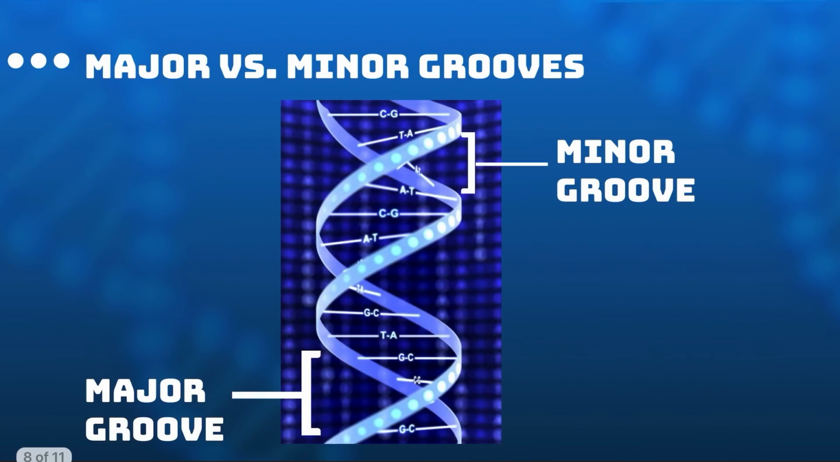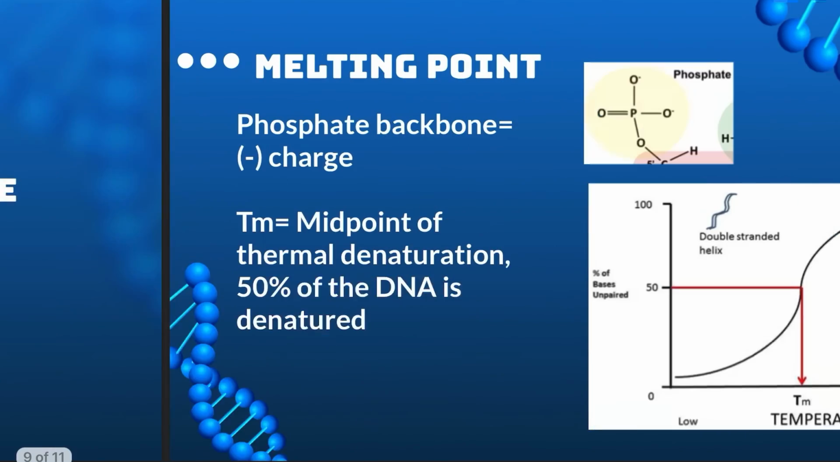Let's talk about the grooves which we'll see on the helix. We have minor and major grooves. The grooves within the helix alternate between small and large. The small grooves are known as minor grooves, while the larger grooves are known as the major grooves. The distance present in the major grooves allows for proteins to interact with the nitrogenous base pairs.